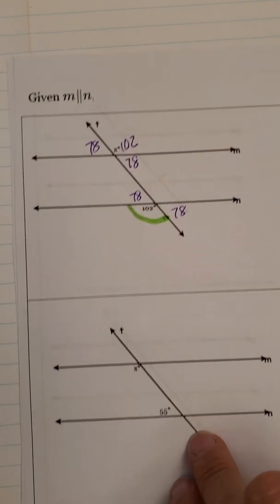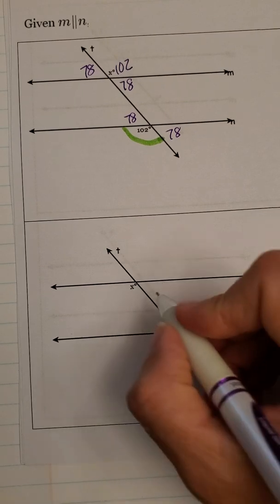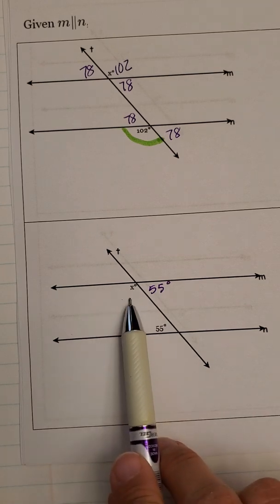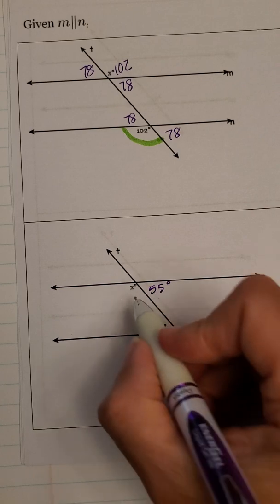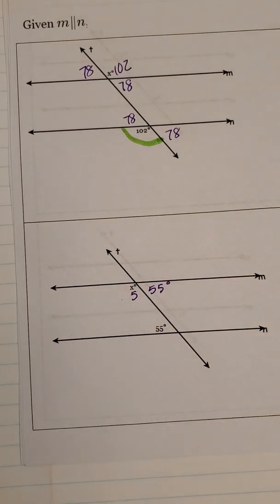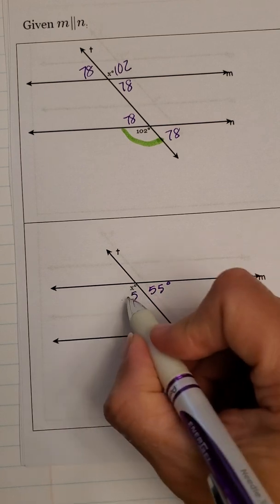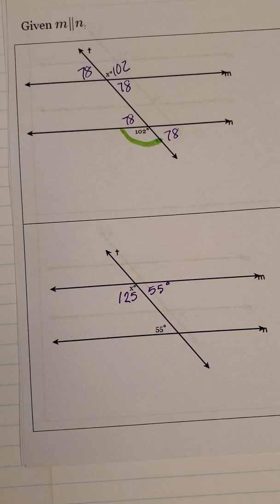Okay, let's look at this one. Do you notice how this one is smaller? This is 55, so that means that one would have to be 55. So to find this one, I have to see how much I would get. These are supplementary. Well, I need to see how much it would take me to get to 180. So 5 would get me to 60. 20 would get me to 80, and I need 100 to get me to 180.